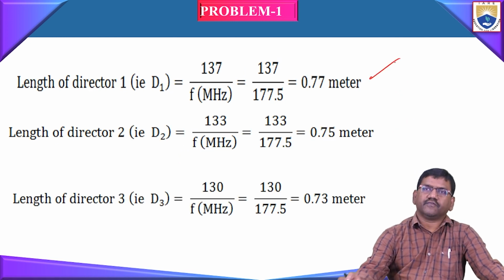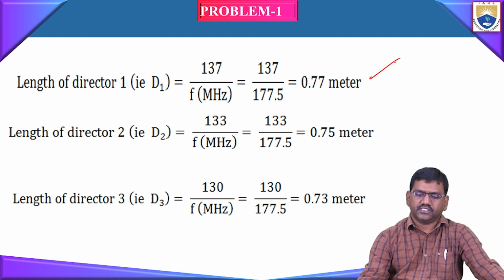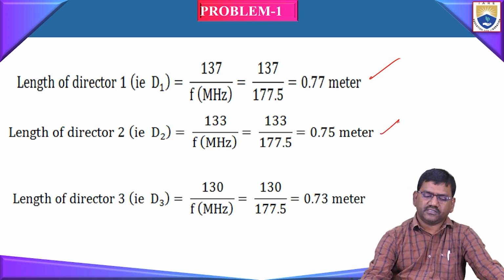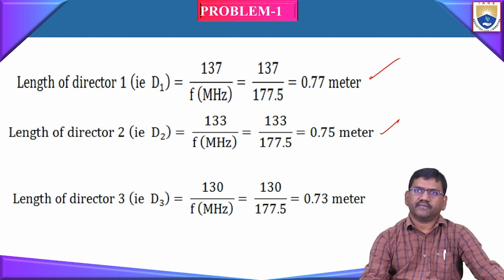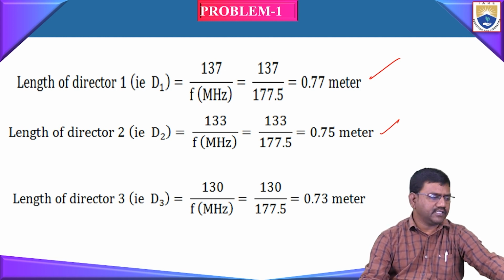Similarly, the length of director 1 is given as 137 by f, which is 0.77 meters. The length of director 2 is given as 133 by f, that is equal to 133 by 177.5, which is equal to 0.75 meters. The length of director 3 is equal to 130 by f, which is equal to 130 by 177.5, which is equal to 0.73 meters.